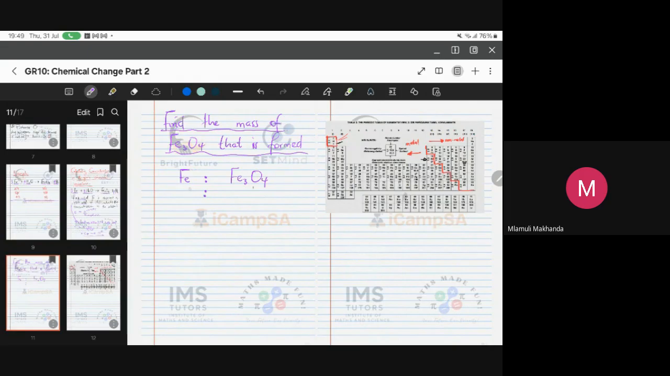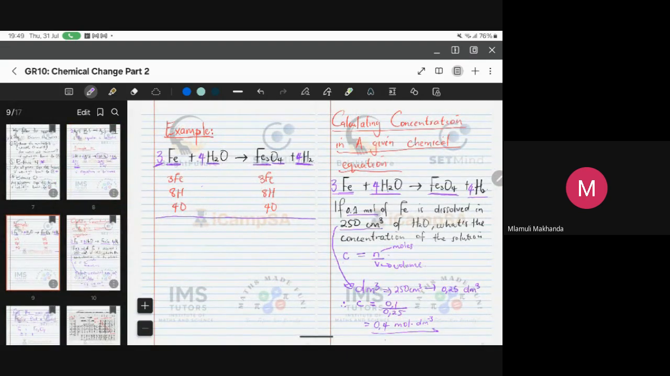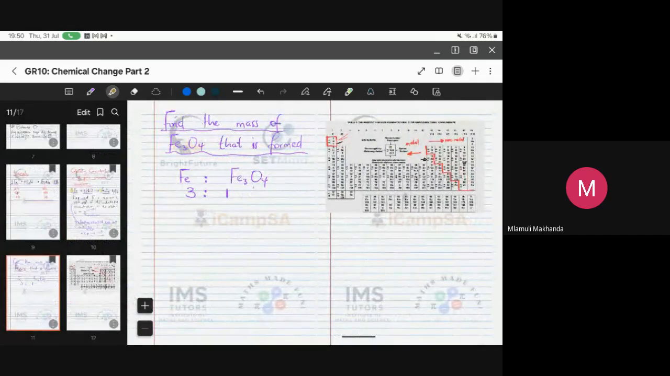So we have 3 is to 1. Why is it 3 is to 1? Because we have 3 iron and just 1. Let me do this. We have these 3, and here there's just the 1 here. Right, so that's what it looks like. We take this molar ratio.